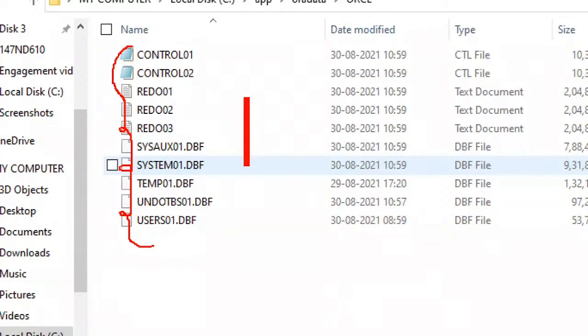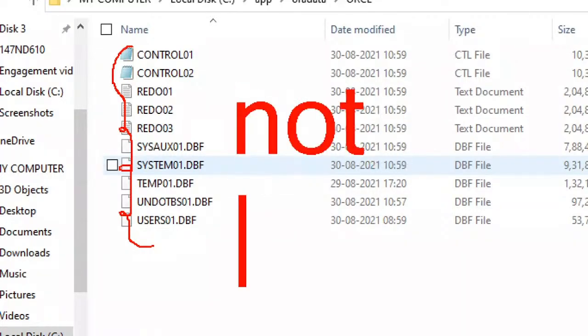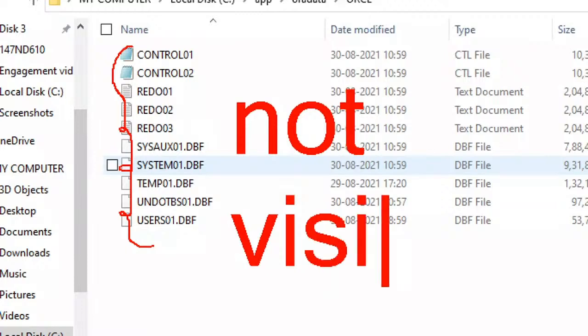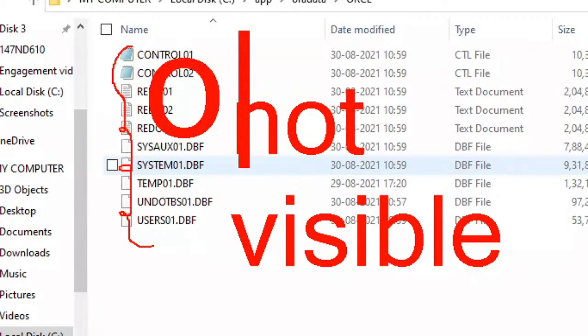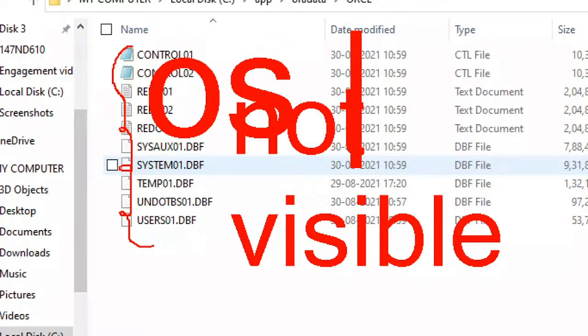But unfortunately, here, this is a table I'm giving only. Is that table visible in the operating system or not visible? Very good. Not visible. You are observing or not? This is not visible. That's why a structure which is not visible in the operating system, OS, that is called a logical structure.